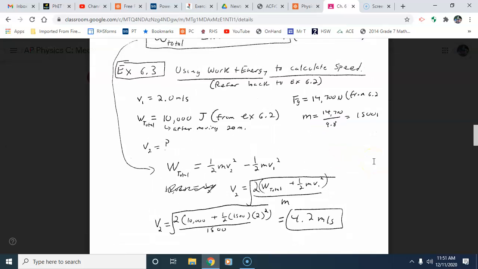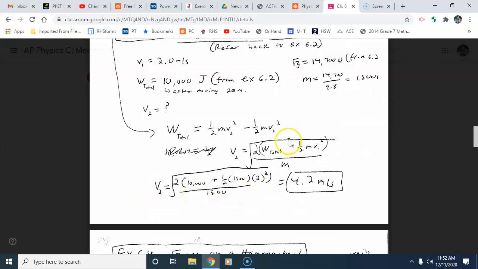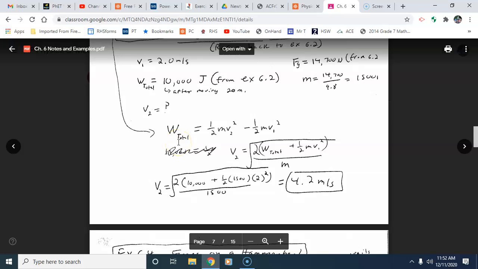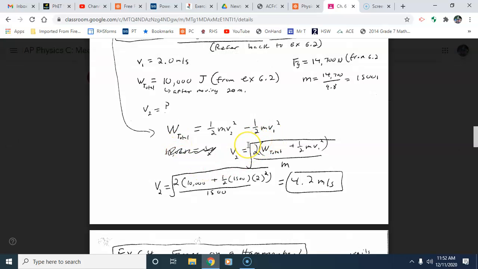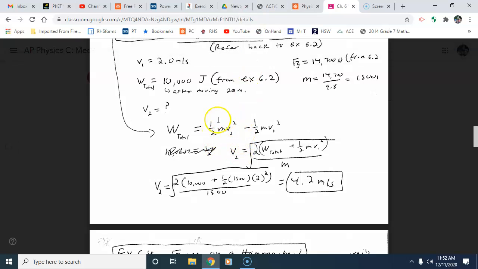So to find this, we could simply use the work-energy theorem, which we noted above, states the total work on an object is equal to the change in kinetic energy, where KE equals 1/2 mv squared. This is the final or later kinetic energy. This is the initial or some earlier kinetic energy. I could just solve this for V2. That's what we're being asked. Rearrange this, and we get 4.2 meters per second.